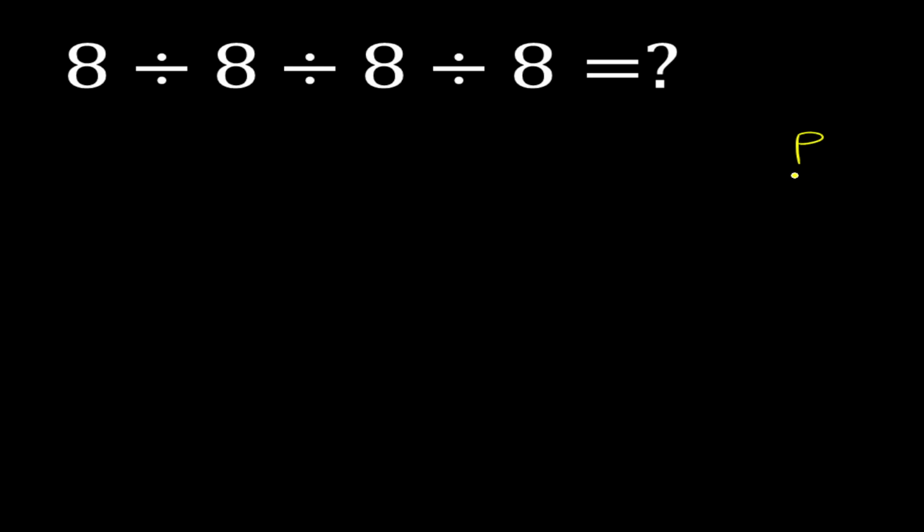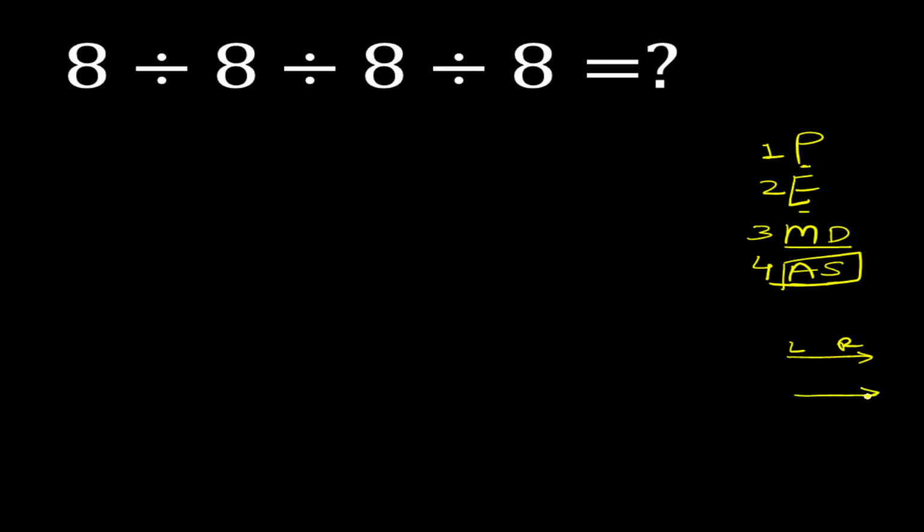So PEMDAS. According to PEMDAS, first priority is parentheses, second priority is exponents, third priority is multiplication and division. Here multiplication and division both have equal priority, so we have to solve it from left to right. Then fourth and last priority is addition and subtraction. Also addition and subtraction both have equal priority, so we have to solve it from left to right.